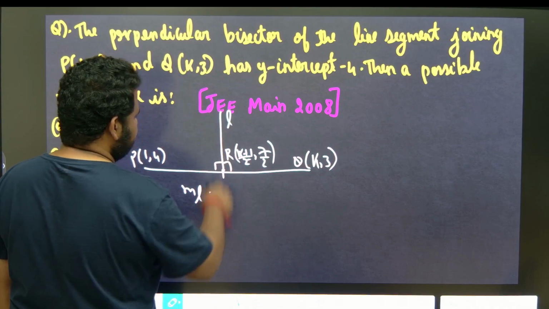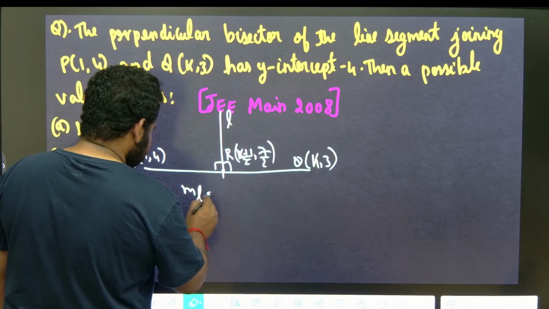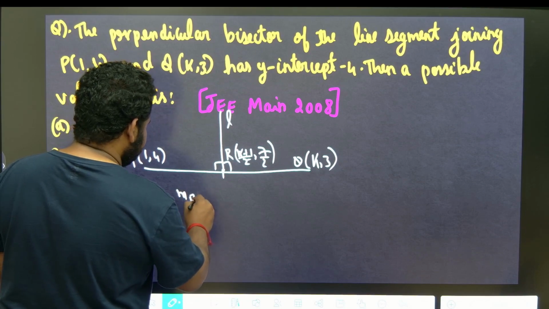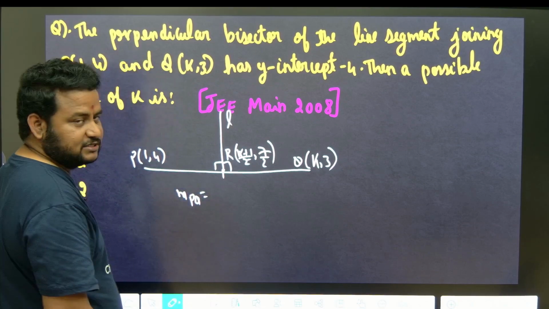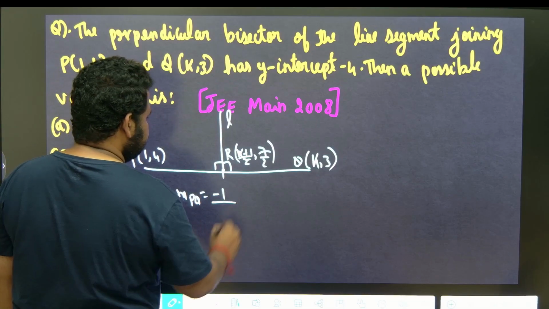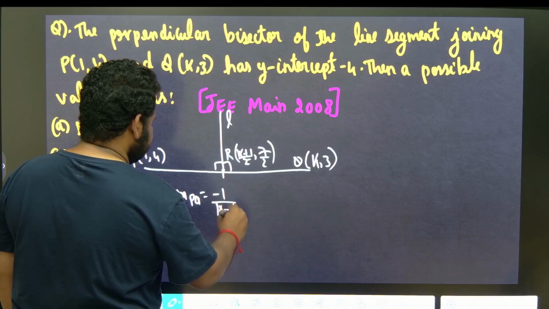We have to find the slope of this. Instead of finding the slope of L, first let us find the slope of PQ. Slope of PQ, we can find it using (y2 minus y1) by (x2 minus x1). y2 minus y1 is 3 minus 4, which is minus 1, divided by k minus 1. This is the slope of PQ.